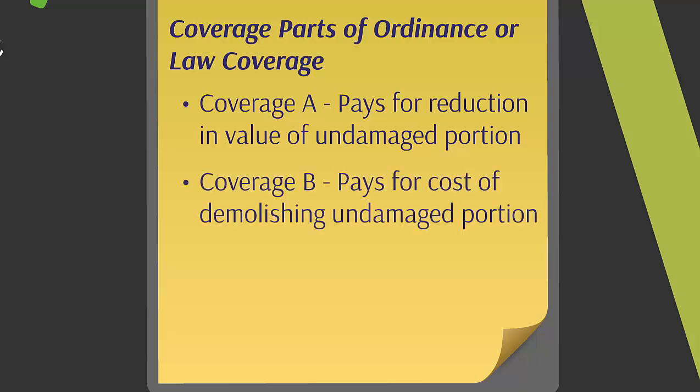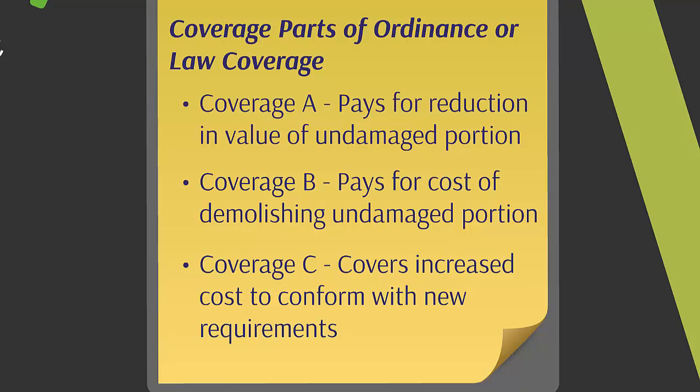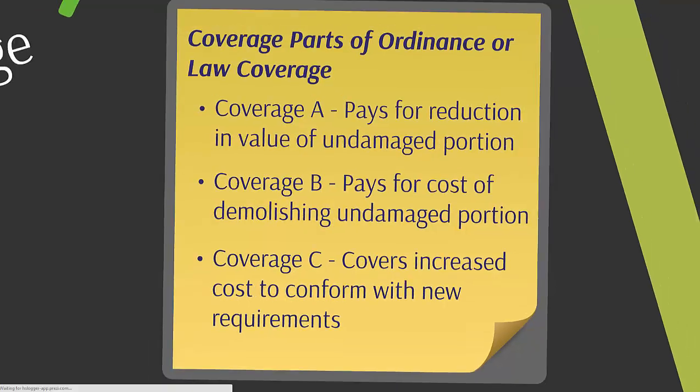Coverage B pays for the cost of demolishing the undamaged portion of property. So for example, if the top floor of a building burns and the ordinance or laws applying to that location state that the building must be torn down, Coverage B will pay for the cost of demolishing that portion of the building. Coverage C covers the increased cost to conform with new requirements. For example, if a new building codes state that the materials now used to replace a damaged building must be more fire resistive, which are more expensive, the ordinance or law coverage C covers that increased cost.